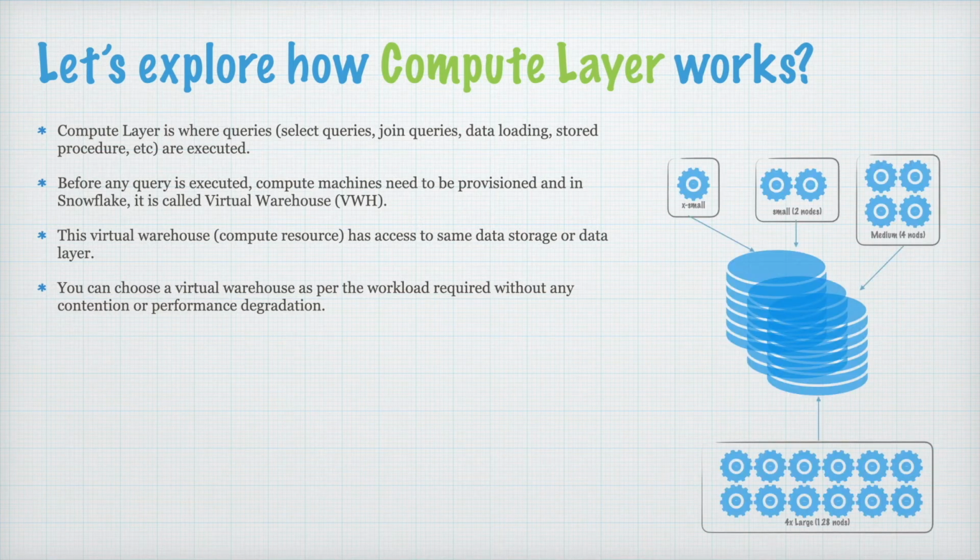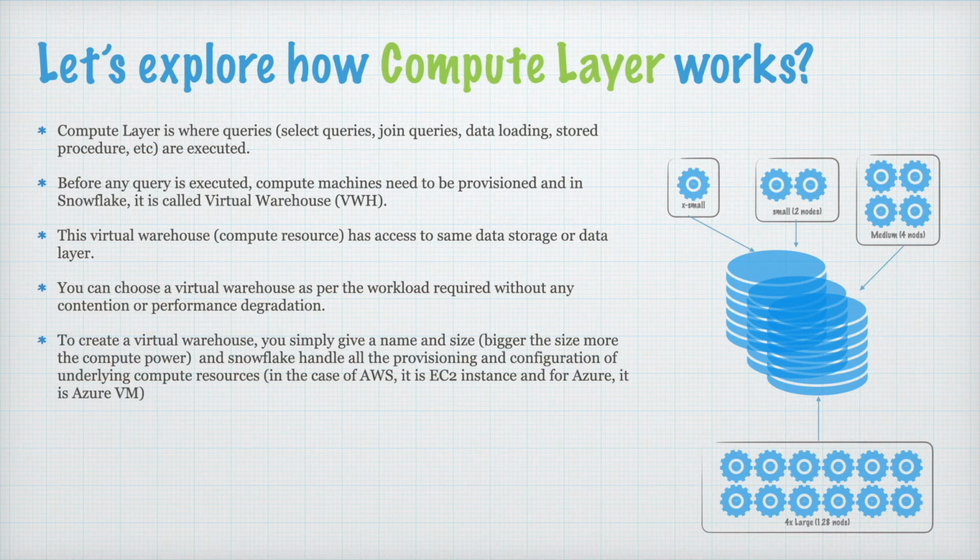So this is how it looks. To create a virtual warehouse, you simply give a name and the size. The bigger the size, the more the compute power and the more the cost. And Snowflake handles all the provisioning and configuration of underlying compute resources. In the case of AWS, it could be an EC2 instance, and in the case of Azure or Google, it could be a VM. You can go for extra small, you can go for small, which is a 2-node cluster, you can go for a medium cluster, which is a 4-node cluster, or you can go for 4X large, which is 128 nodes.